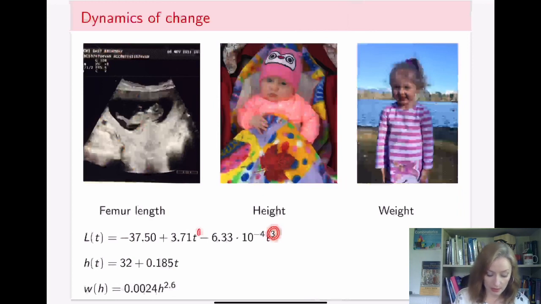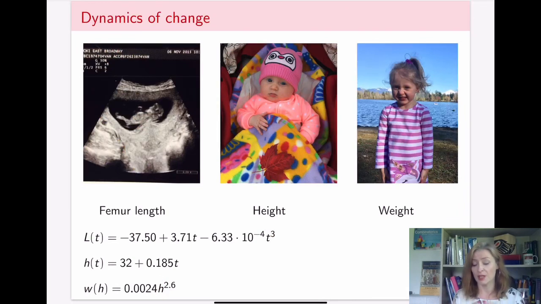Notice that the weight function here is slightly different from the first two because it's not dependent on time, but rather on height. And that makes sense too, because of course different genetics will dictate different rates that children grow in terms of height. My child is never going to be very tall because I'm not, and neither is her dad. But a tall child will of course weigh more than a shorter child of potentially the same age.